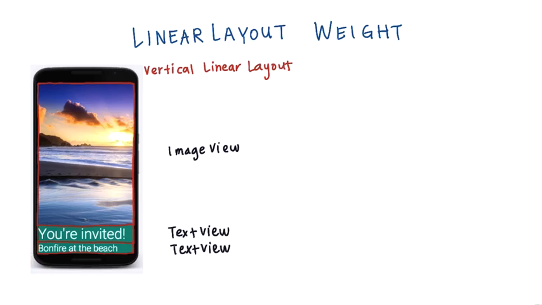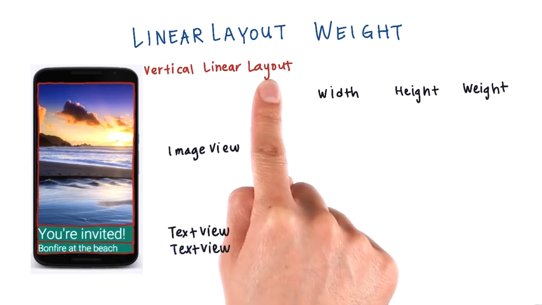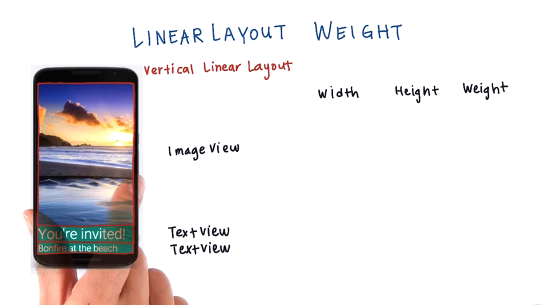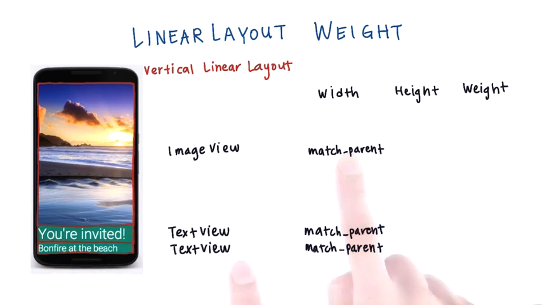The first hint that I gave you was to first determine the width of each view. Since the whole layout takes up the full width and height of the device, this vertical linear layout has a width and height of match parent. Then for the image view, we want it to also be as wide as the parent, which in turn is as wide as the device. So we set that to be match parent. Same for the 2 text views. We want them to match the full width of the device, so it's match parent.